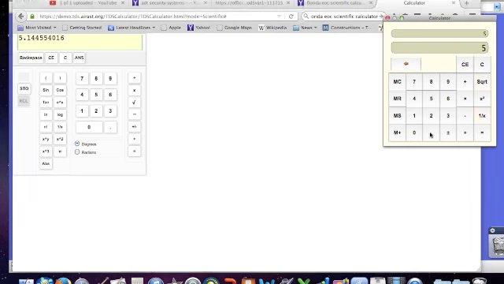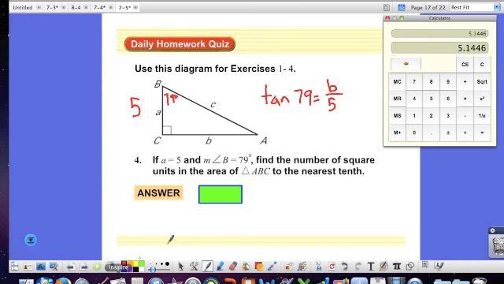And it's 5.1446 times the 5. So the length of B is about 25.7.